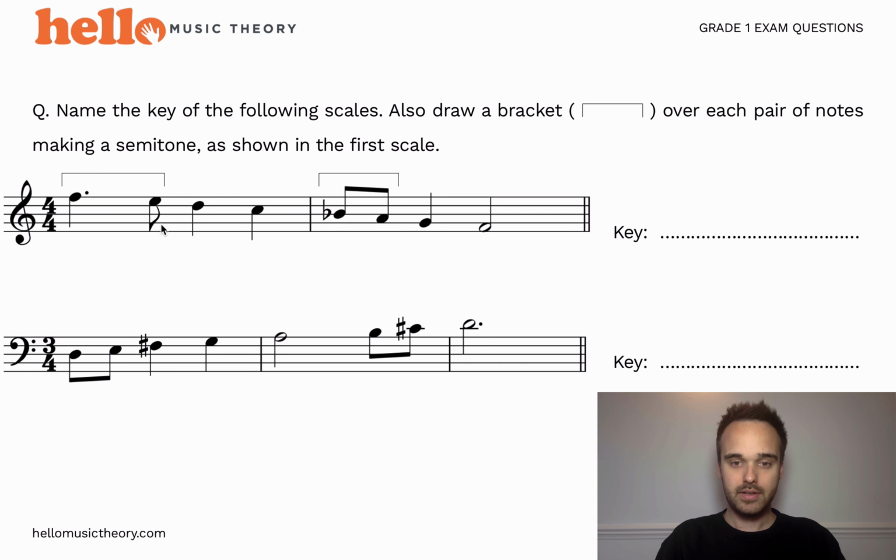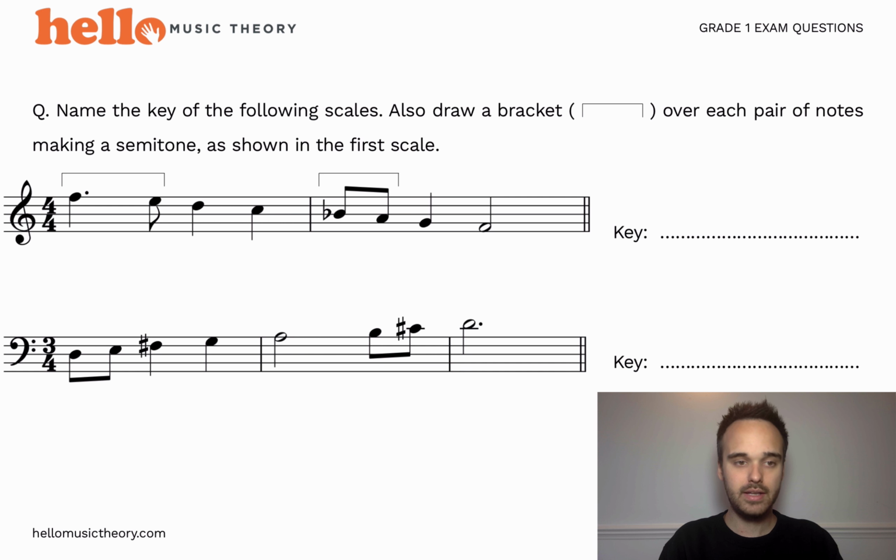The last type of question they'll ask you to do is you'll see something like this with 2/3 of the stave and then a little space with it, then it will ask for the key, and it will say something like name the key of the following scales and also draw a bracket over each pair of notes making a semitone as shown in the first example. So what you've got to do is you've got to work out what key these extracts are in, and then draw brackets over any notes that are a semitone apart. Okay, so this one they've done the first brackets over the first scale, so we don't need to worry about that, but we still need to write in the key that it's in.